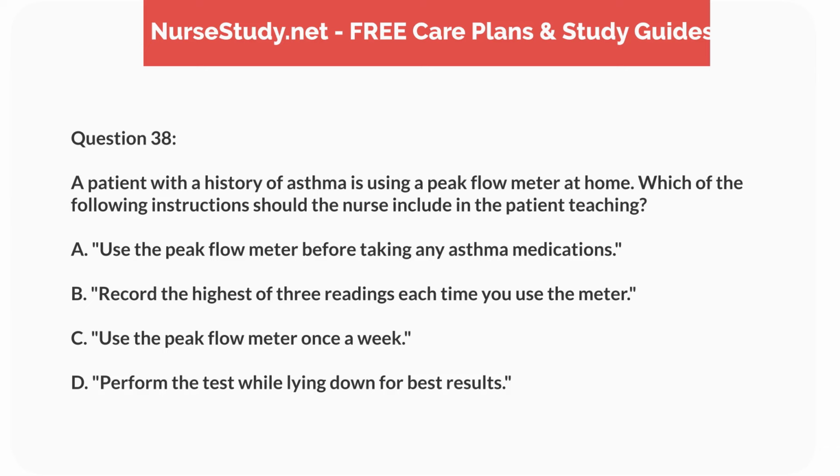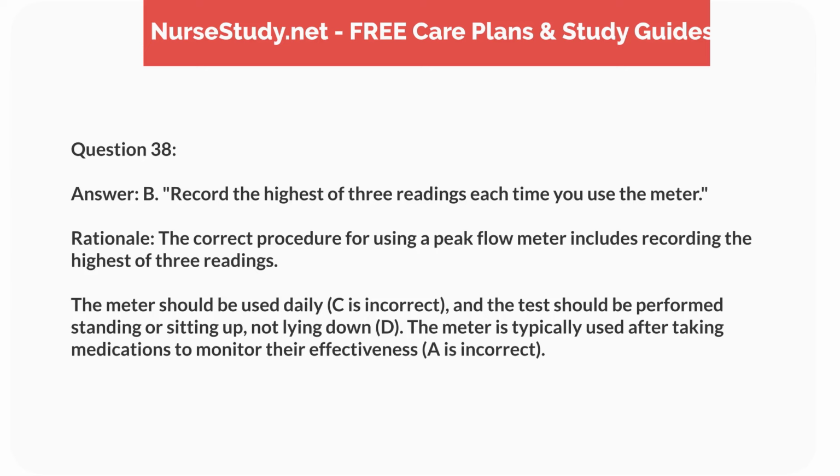Question 38. A patient with a history of asthma is using a peak flow meter at home. Which of the following instructions should the nurse include in the patient teaching? A. Use the peak flow meter before taking any asthma medications. B. Record the highest of 3 readings each time you use the meter. C. Use the peak flow meter once a week. D. Perform the test while lying down for best results. Answer: B. Record the highest of 3 readings each time you use the meter.